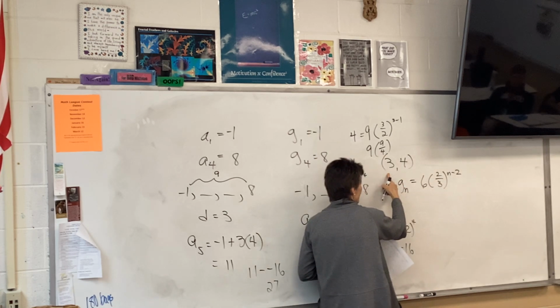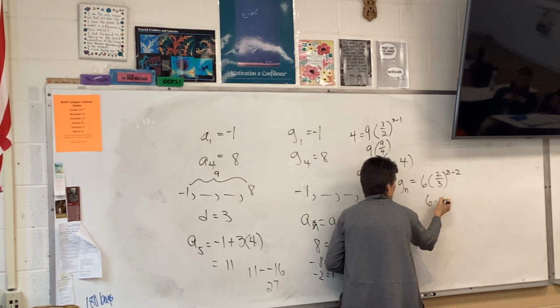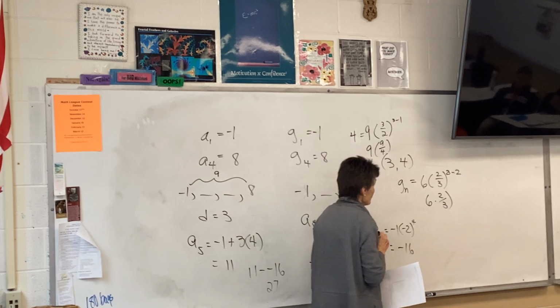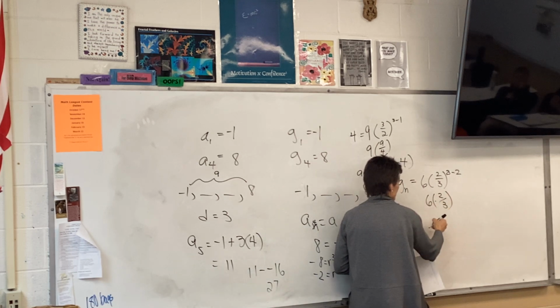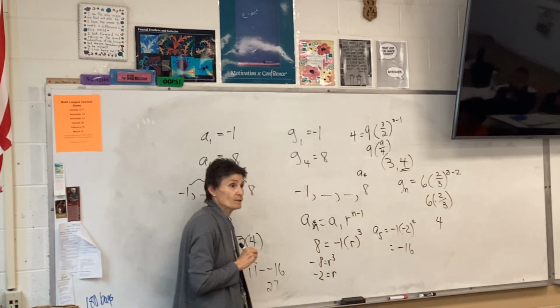All right, I'm gonna use my same point. So I put a 3 in here. Then I have 6 times 2/3 to the first. Well, 6 times 2/3 is 4. That's your equation.